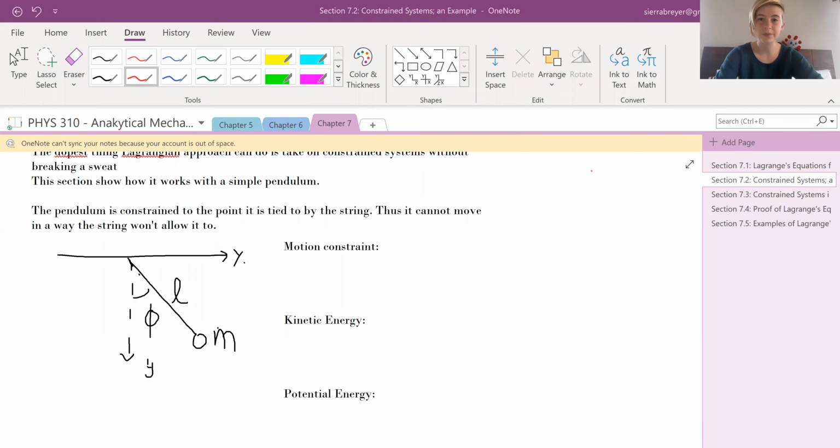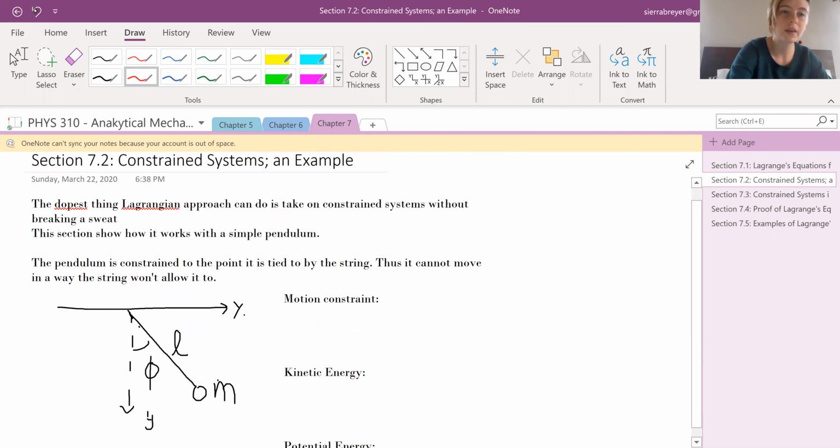So this chapter deals with constrained motion and how the Lagrangian approach can deal with it. In my own note-taking, this was the dopest thing the Lagrangian approach could do. It took on constraints and it didn't even break a sweat. It didn't even bat an eye. That's really what this section and the rest of the chapter focus on: it can do this amazing thing.